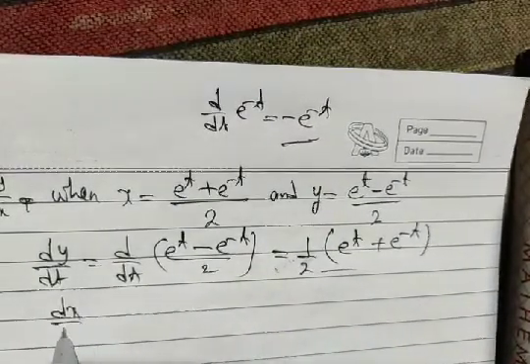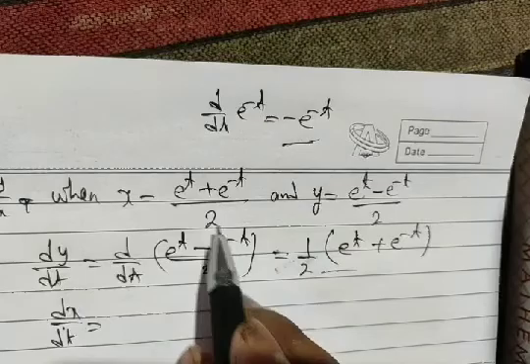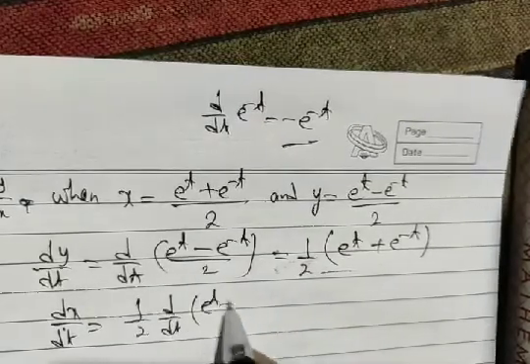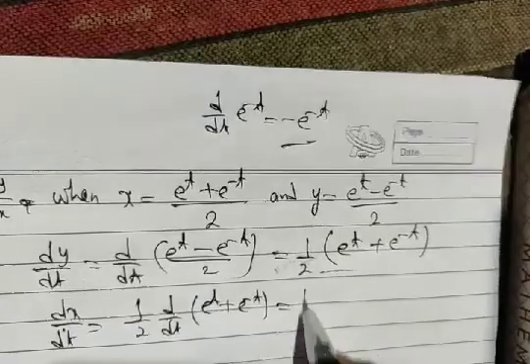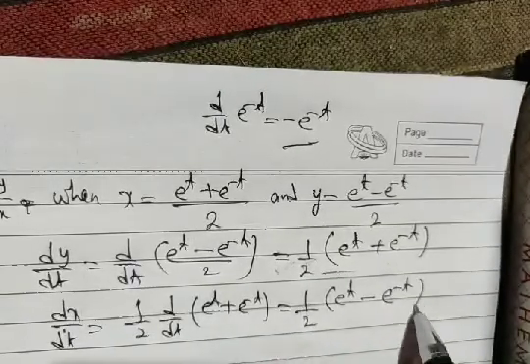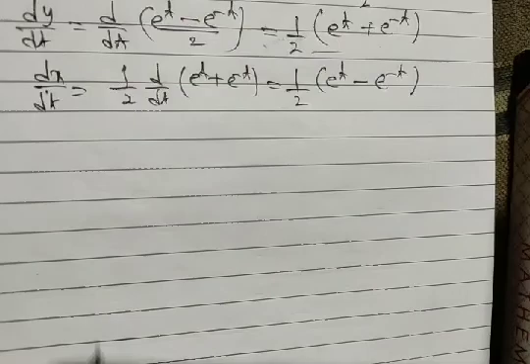Then dx/dt is what? Taking 1 by 2 common, d/dt of e to power t plus e to power minus t. After solving, we get e to power t minus e to power minus t, over 2. Now we are going to find our dy/dx.